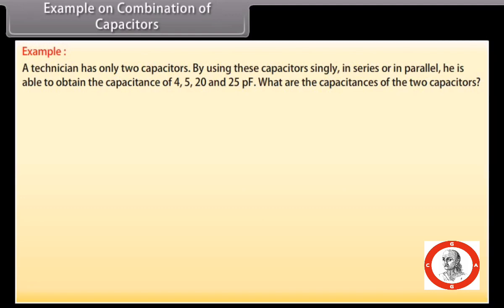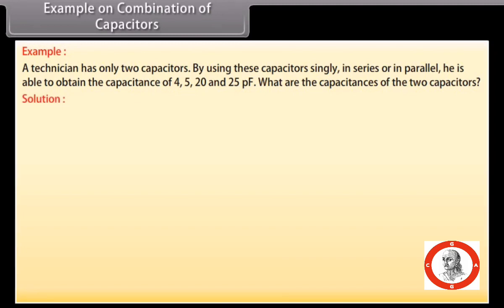Example on combination of capacitors. A technician has only 2 capacitors. By using these capacitors singly, in series or in parallel, he is able to obtain the capacitance of 4, 5, 20 and 25 picofarad. What are the capacitances of the 2 capacitors?